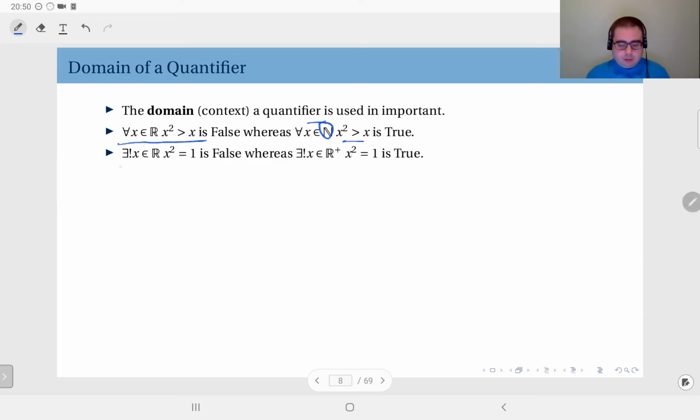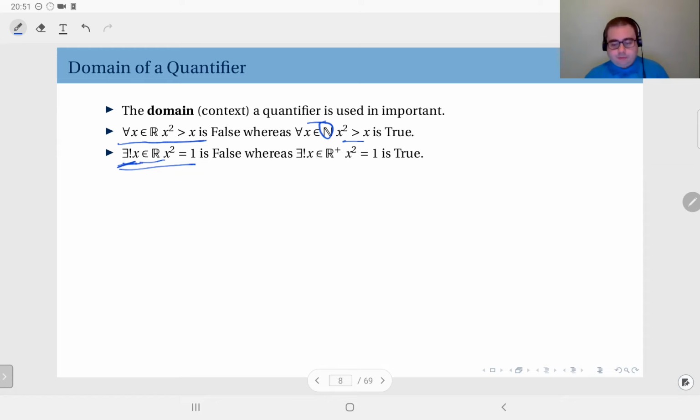Another example is given here involving the uniqueness quantifier. There exists a unique x that is a real number, x squared equals 1. This is clearly false because negative 1 is also a solution in addition to positive 1. So you have at least two. You have two solutions in the real line for this equality. Therefore, it's not unique. Therefore, this statement is false.